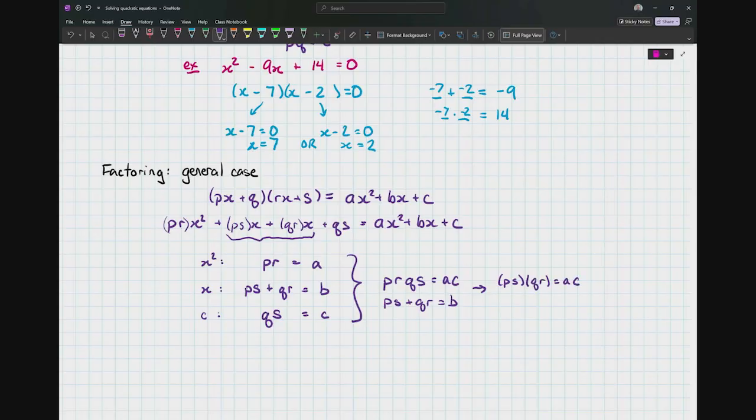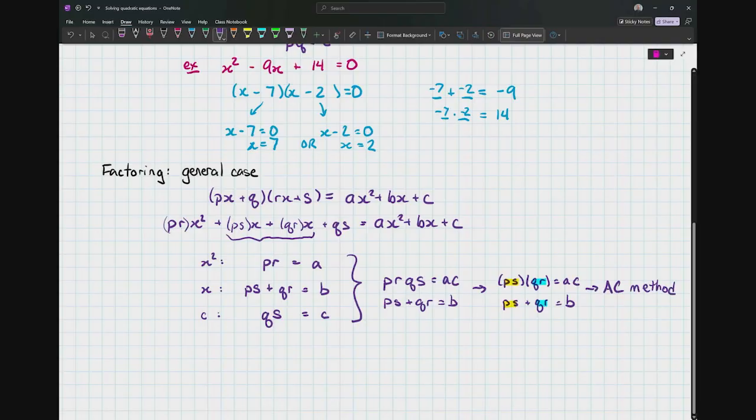That still equals AC, and PS plus QR equals B. Well, now you can kind of see that there's a little bit of symmetry there. We've got a PS, which is some number, and we've also got a QR, which is some number, and we're kind of back to what we did in the more simplified case. We're looking for two numbers that multiply to AC, and those same numbers also have to add to B. This leads us to our AC method, or at least that's the theory behind it.